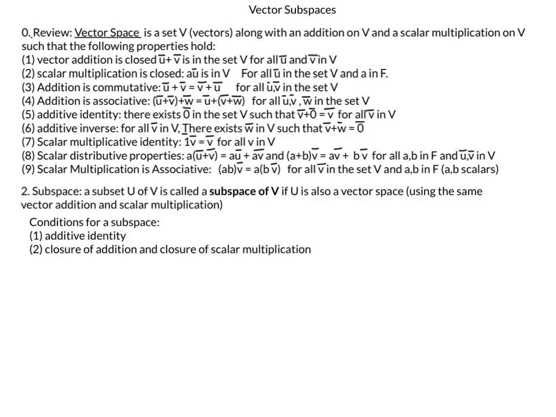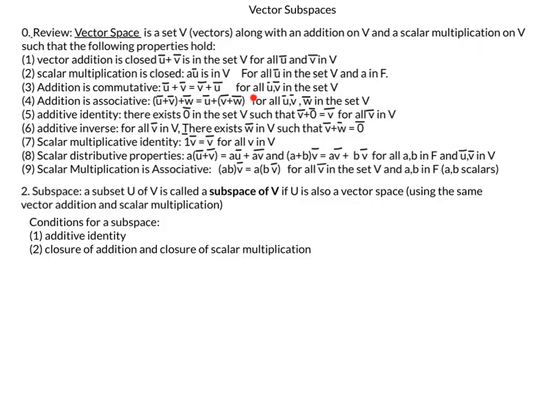In our previous video, when we wanted to show something was a vector space, we had to show that the vectors along with our vector addition and scalar multiplication satisfied all 9 of these properties. So it was quite a lot of work to do, or many steps. However, when we want to show that U, a subset of a vector space V, is a vector space, the work is much smaller. And the reason is because we're inheriting our two operations, our vector addition and our scalar multiplication.